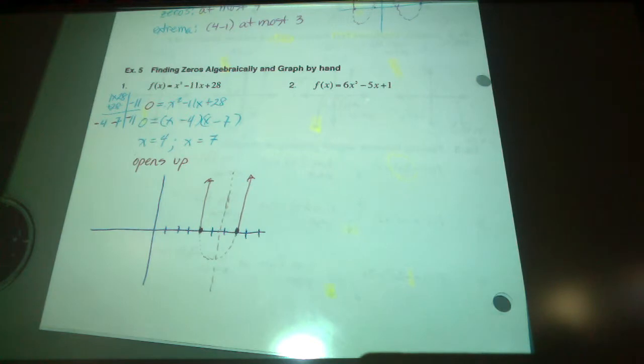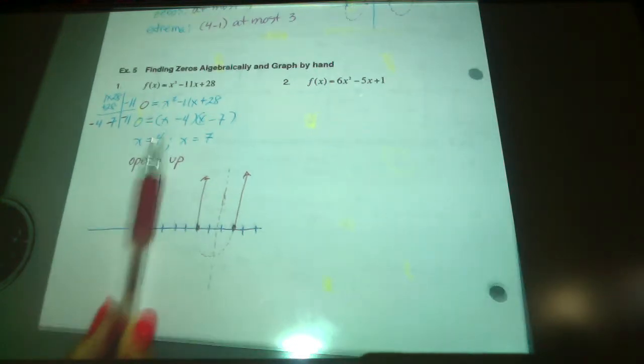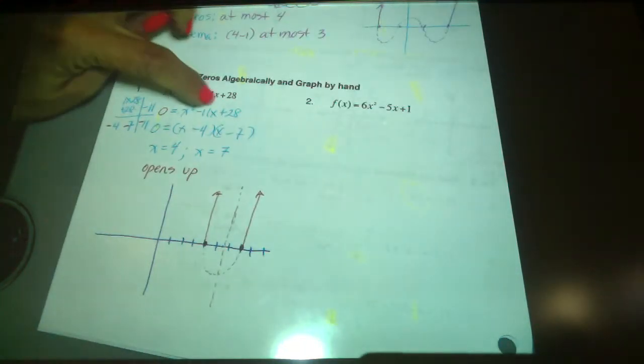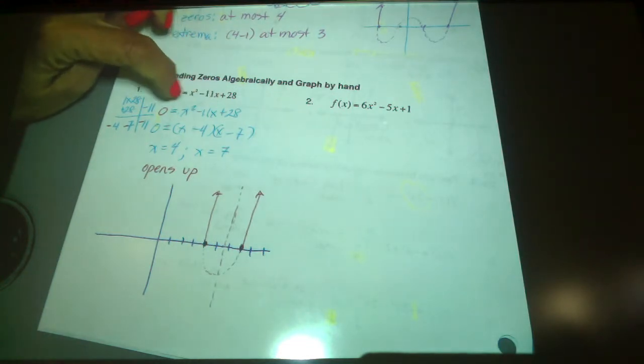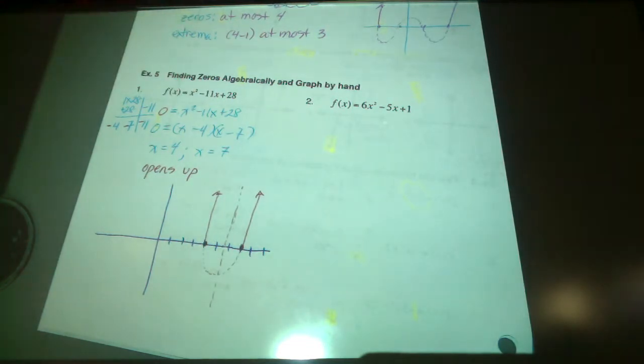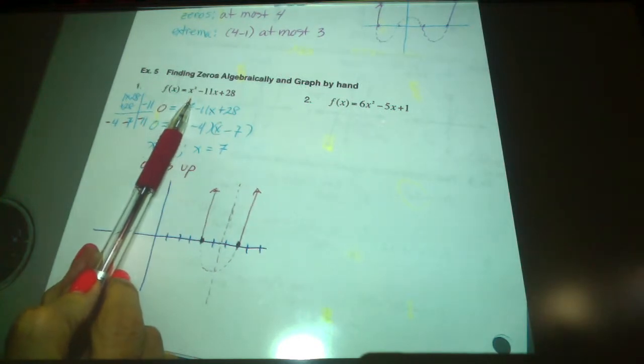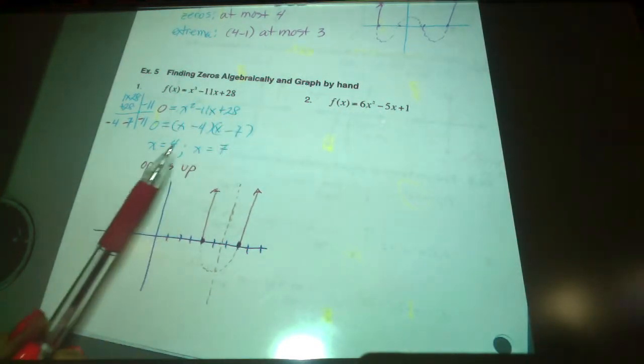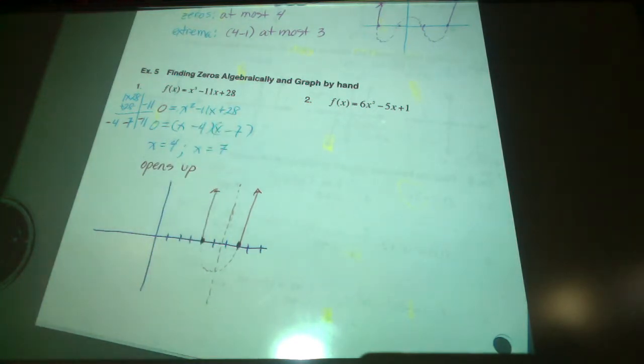What is my y-intercept on this one? There is a y-intercept. On the y-axis, what is the value of x? 0. Remember, if I go up here and I put 0 in for x, what's going to happen? This becomes 0. This becomes 0. What's 0 plus 0 plus 28? Isn't your constant always your y-intercept? True or false? Yeah. So I know that my y-intercept's 28.